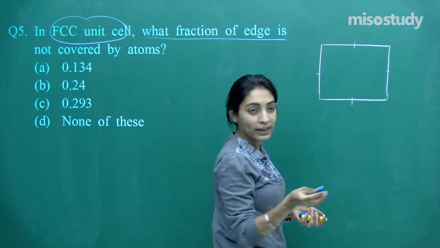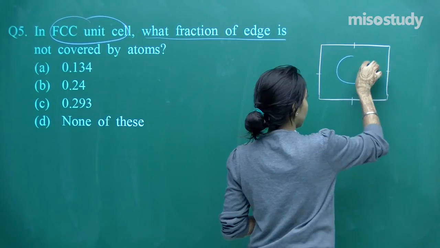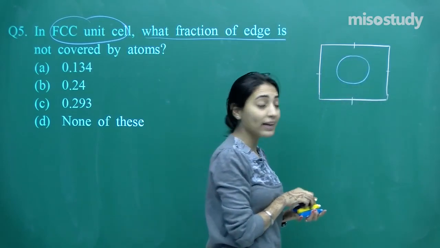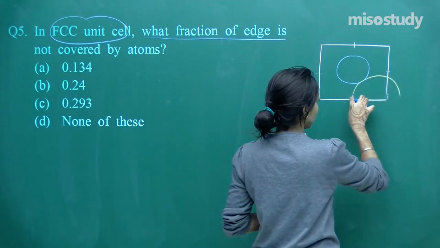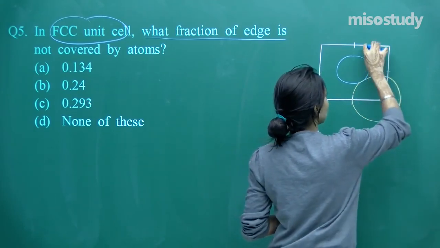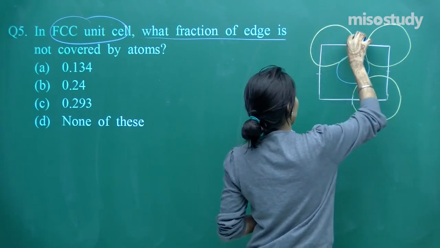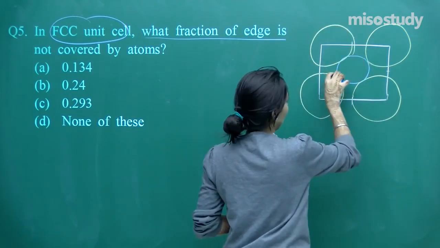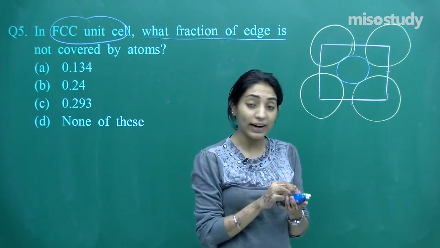Right? So there must be an atom present at the center of the face, which I'll draw like this, and there will be 4 atoms present at the corners. So let's draw one atom like this, one atom like this, one atom like this, and one atom like this. This is something related to the face-centered cubic unit cell, right?